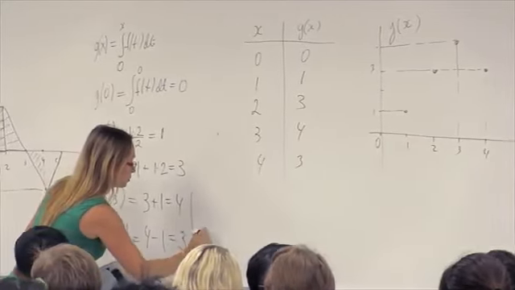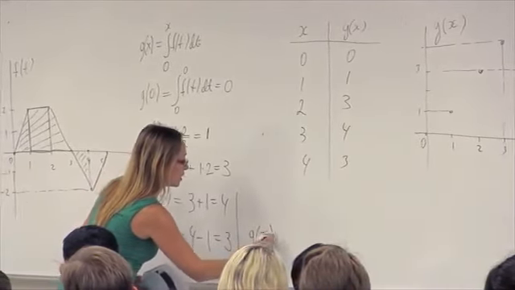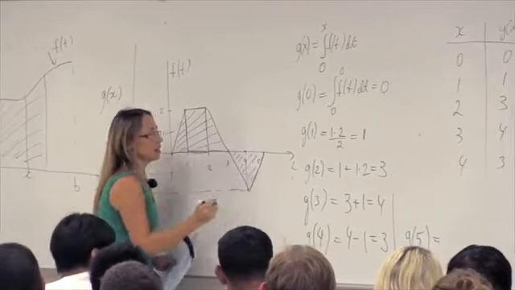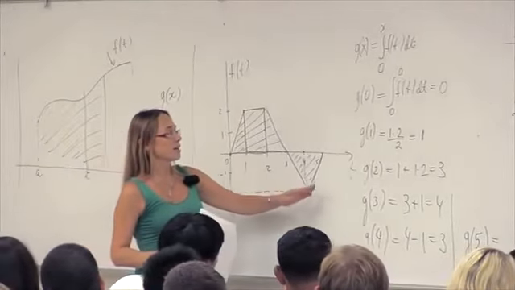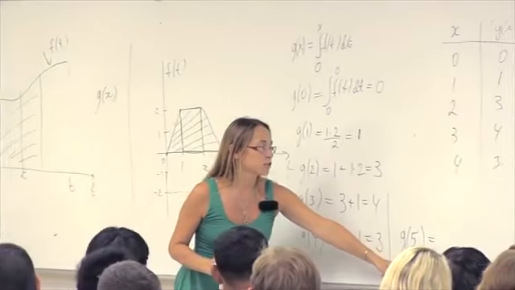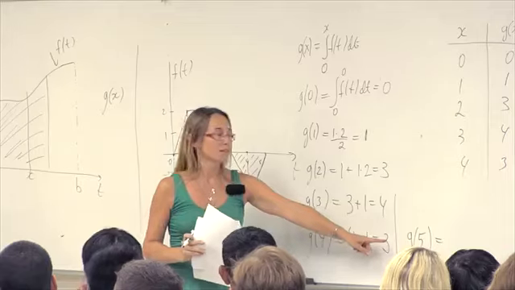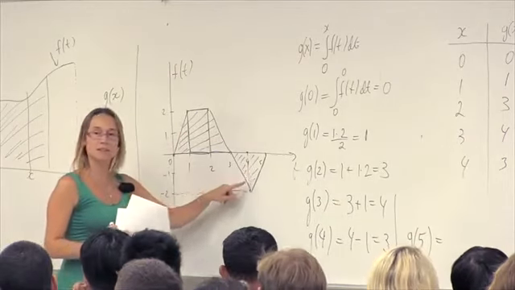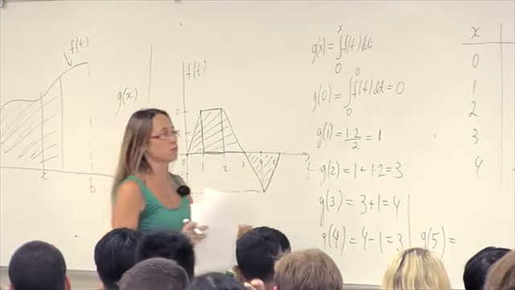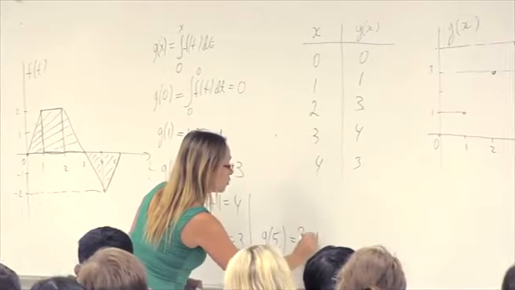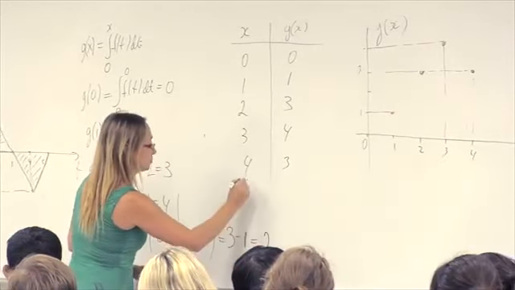Finally, the last point we are going to try is g of 5. So I go further. Can you tell me whether g of 5 is greater or smaller than g of 4? Smaller, because I subtract. Okay, the difference is a negative quantity. So this is given by 3 minus 1, which is 2.